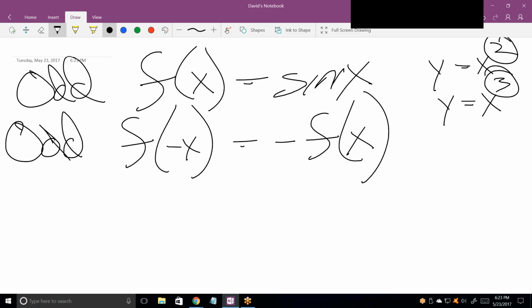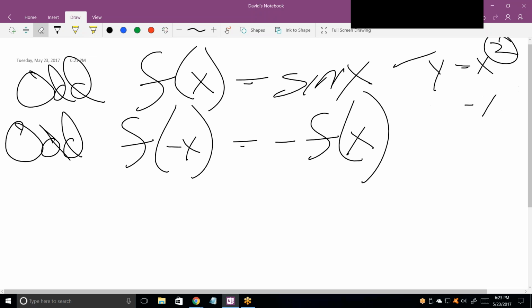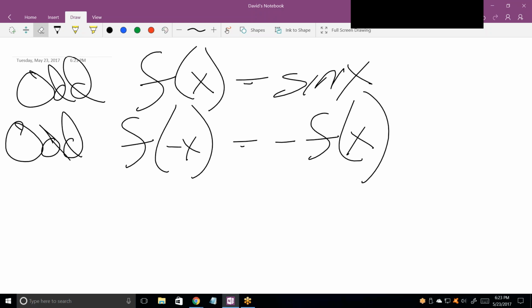And once you figure out why that's even and why that's odd, then you can carry the logic over to trig functions. Okay. In other words, you don't have to keep track of whether cosine is even and sine is odd or vice versa. You don't have to remember that. You can always figure it out by remembering y equals x squared and y equals x cubed.